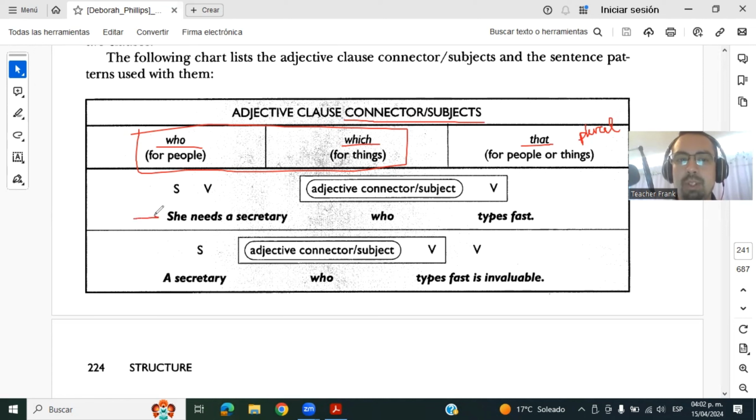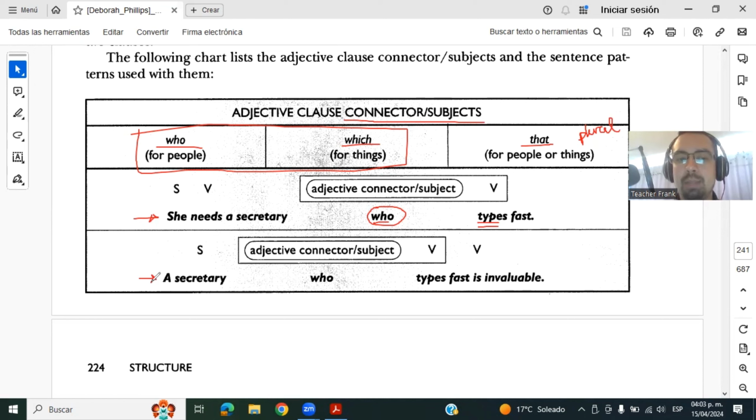Let's look at the example. She needs a secretary who types fast. Who, as we can see, is my connector, but it is also my subject for the verb types, right? And if you see, it's not really necessary to repeat the subject because in this case, who types fast would make reference to the secretary, right? Giving specific information about the secretary.